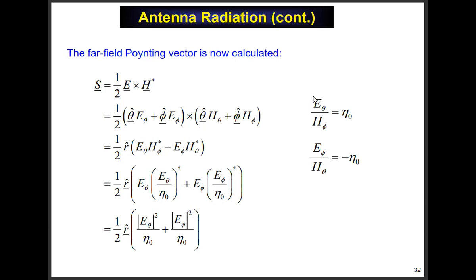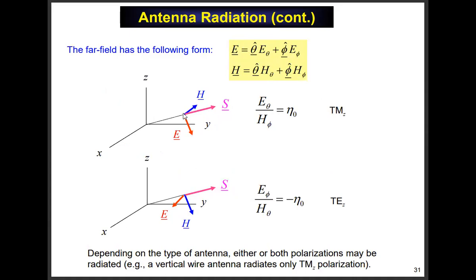And then notice that E and H are related by eta. E theta over H phi is equal to eta. And E phi over H theta is minus eta. Now, why the minus sign here? Again, look, if E is in the theta direction, H is in the positive phi direction. If H is in the positive theta direction, E is in the negative phi direction, right? Because remember, I want the pointing vector to go out. So that's where the negative sign comes from. So it's negative E phi over H theta, which is equal to eta.